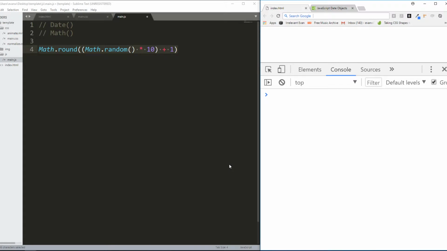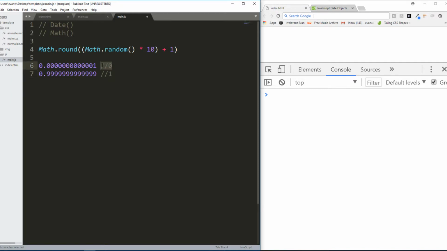So let's break it down. Let's figure out why it works. Math.random is going to generate a number between 0 point something like 0.00000001 and 0.999999999. Okay, so if we just had Math.random in here, what would they round to? It would round to 0 and 1, respectively.